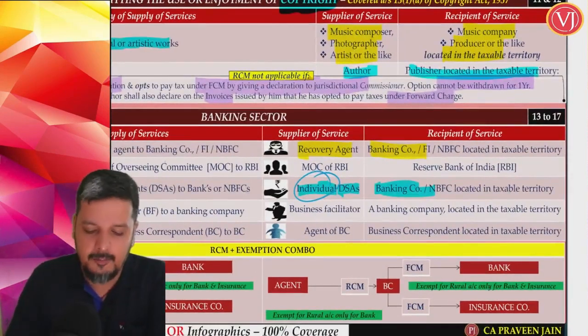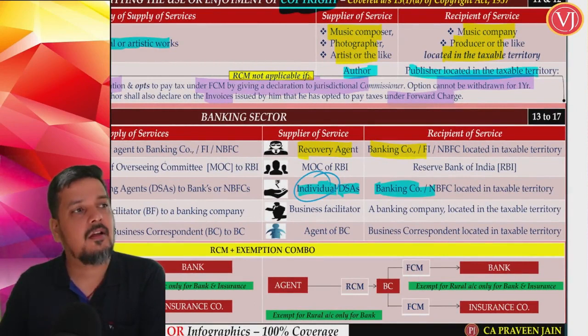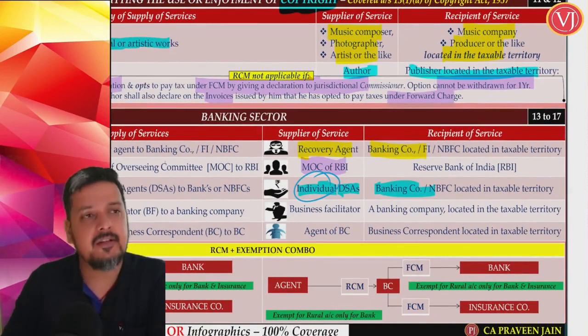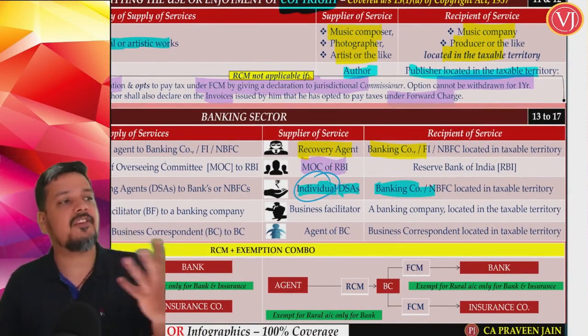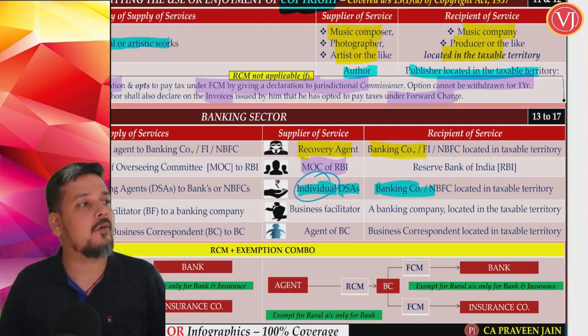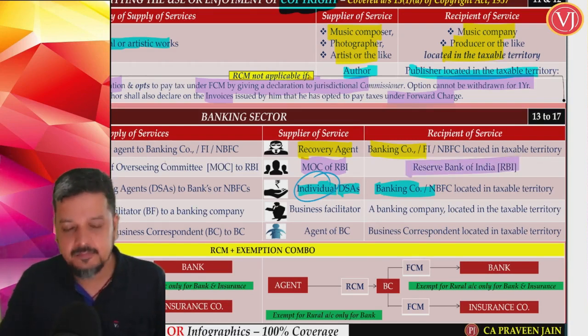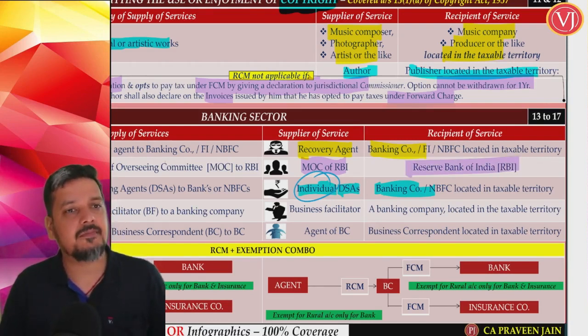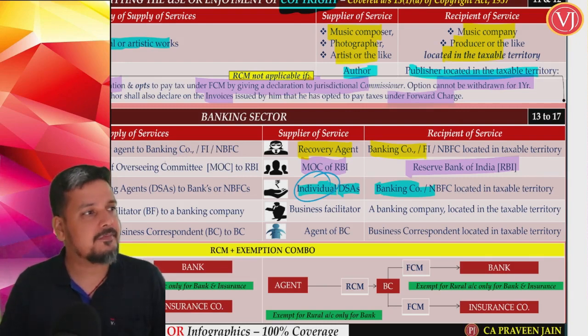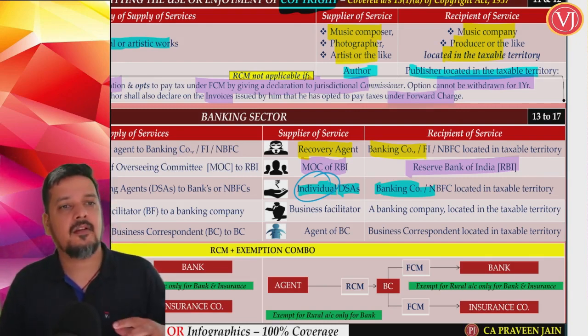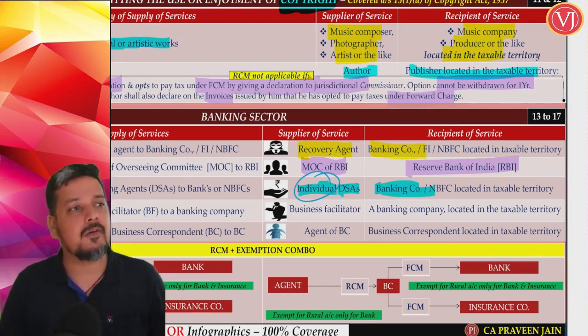Now you're talking about member of overseeing committee to RBI. The special committee is there by RBI. Members of overseeing committee. Professionals will be there. Supplier are professionals, members of overseeing committee. Who's the recipient? RBI. FCM, RCM? RCM. RBI will pay. Who are the suppliers? Members who are sitting in that overseeing committee.